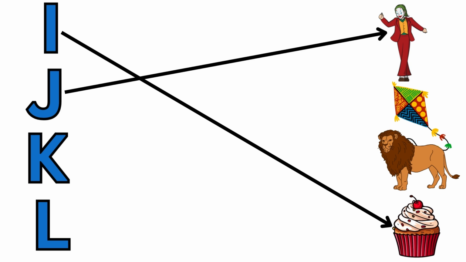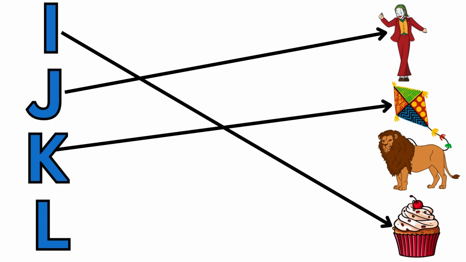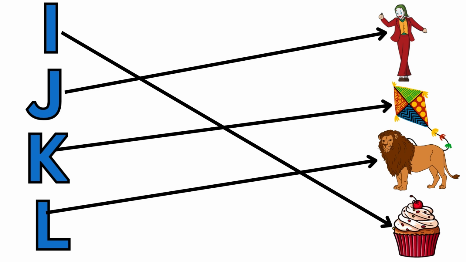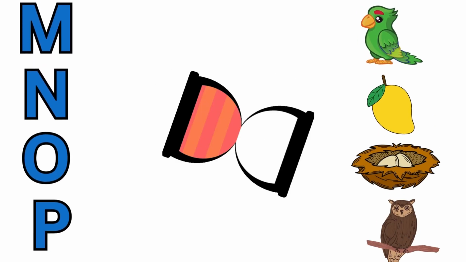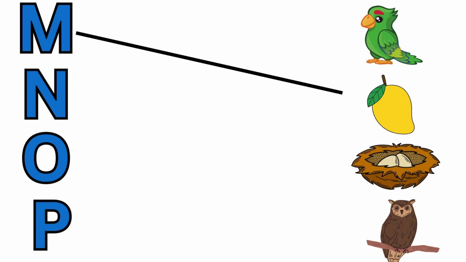J for joker. K for kite. L for lion. M for mango.